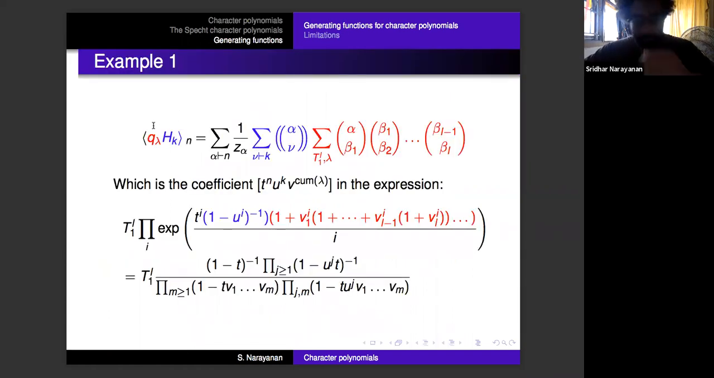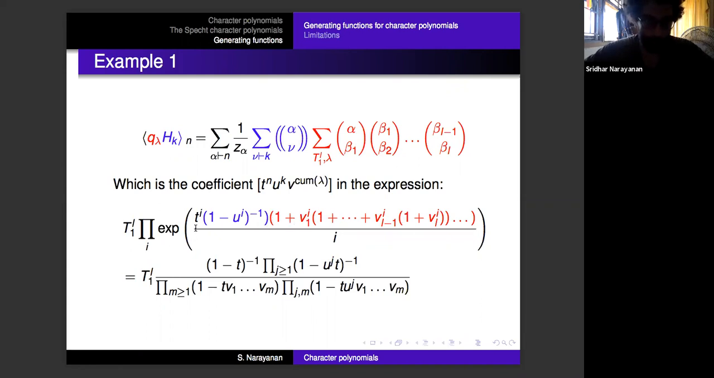So let's do an example. We want to find the coefficient of Q raised to lambda HK. Earlier, we found the moment of just HK, which would have been Q trivial, right? It would have been the multiplicity of the trivial representation. But now we're doing it for an arbitrary representation. So the HK term contributes this to the moment, which is in the same color. It's alpha multichoose nu, over partitions nu of K. And then the Q lambda term contributes this, because that's what it is. So this is the coefficient in this expression.